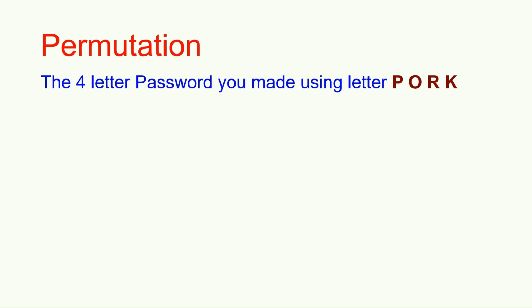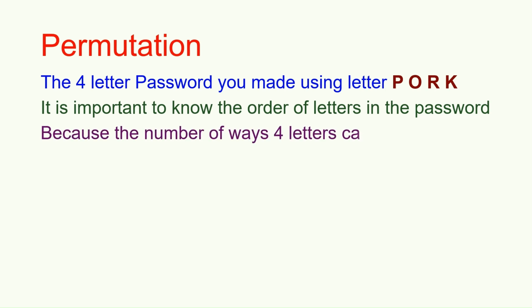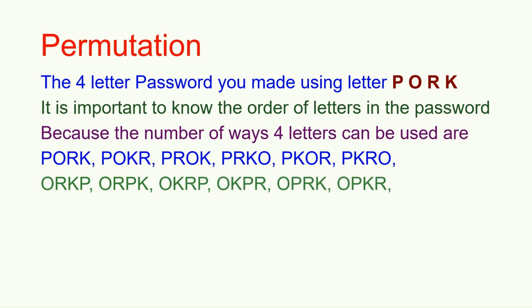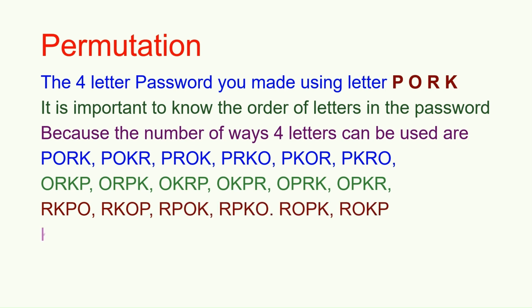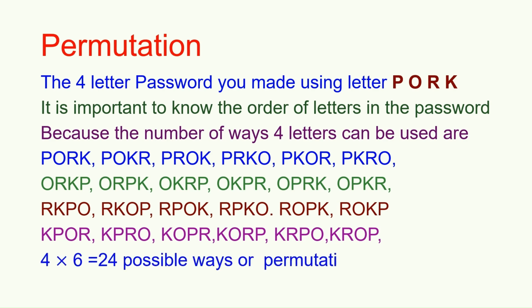The 4-letter password you made using the letters P, O, R, K. It is important to know the order of letters in the password, because the number of ways the letters can be used are pork, poker, prok, and many more, 4 times 6 is equal to 24. These are the possible ways, or permutations, of 4 letters.